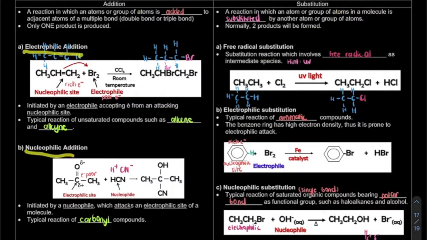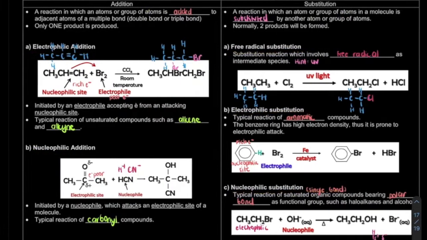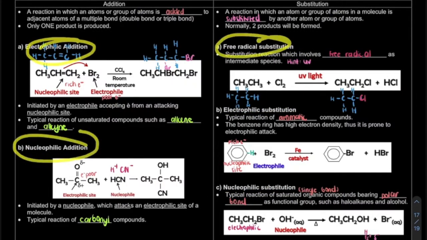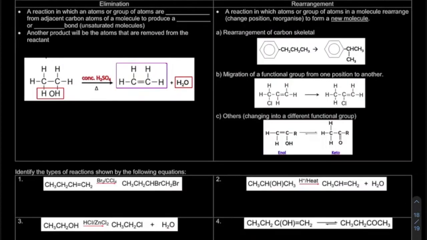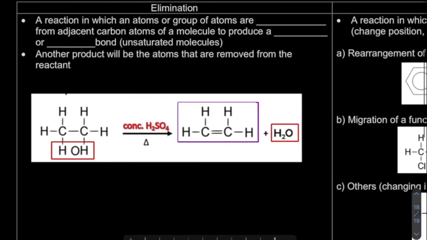So addition and substitution, there are more details. You have to detail them further. Addition has 2 types, substitution has 3 types. Okay, second last, we look at elimination, which is where atoms or a group of atoms are removed or eliminated from adjacent carbon atoms to produce a double bond or triple bond. So with a double or triple bond, it is unsaturated.